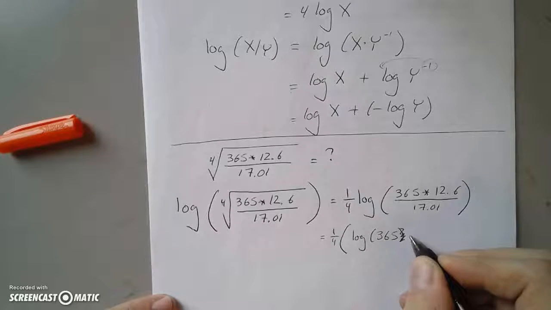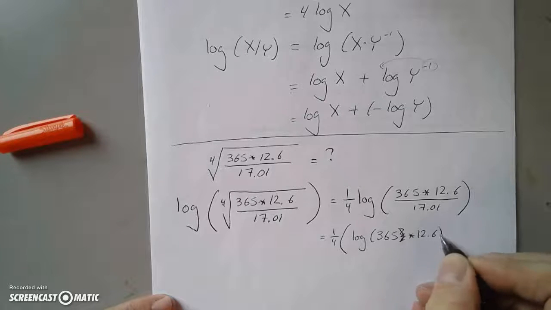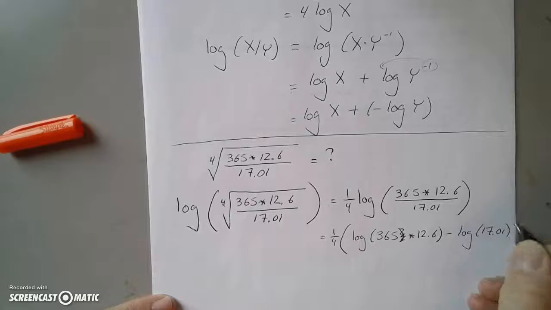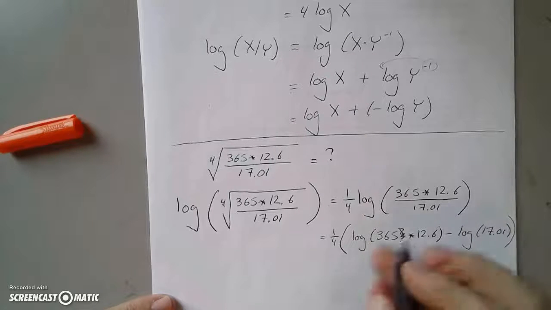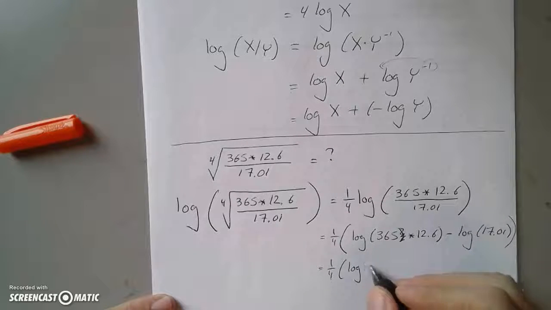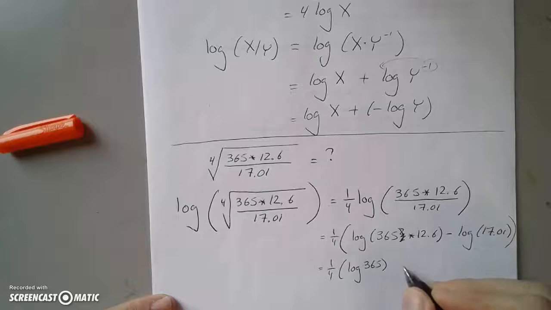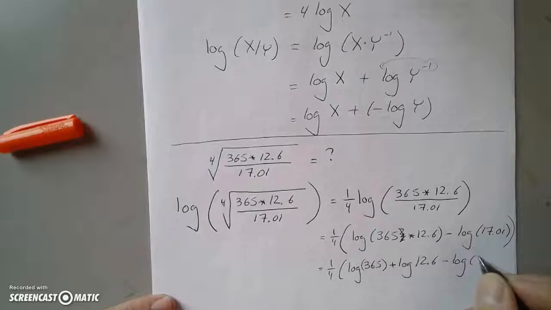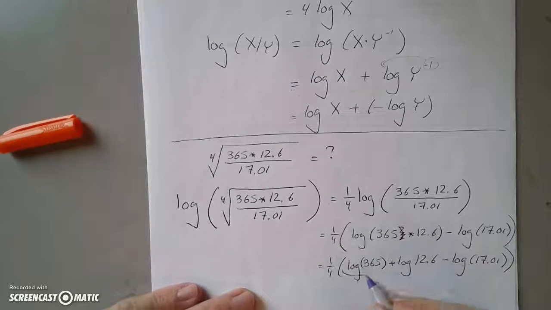Times 12.6 minus log of 17.01. Product. And any of these things, if you want to see more steps, just let me know and I can flesh this out. And then what you'd have are tables of logarithms. And you can just look these things up.